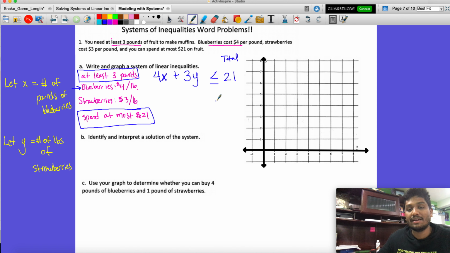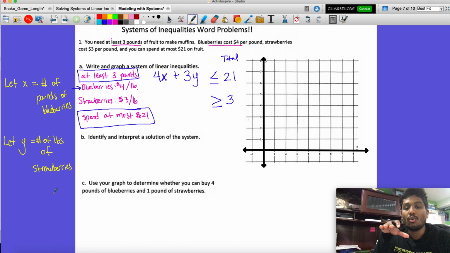Then you have the other total, where you have at least 3 pounds. At least means if I'm making a muffin, I need to have a specific minimum amount of ingredients. I can have more, but I can't have less than what I need to make it. So I can have more than, greater than, or equal to 3 pounds.